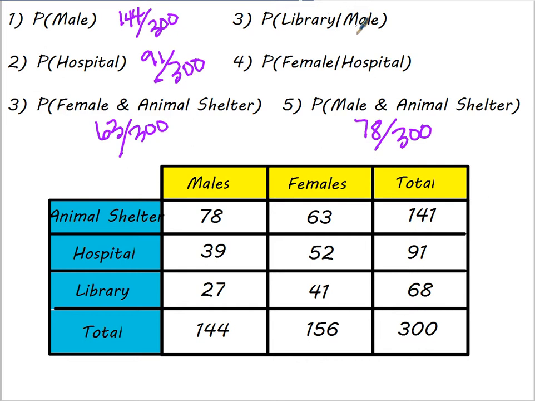3 and 4, those are our conditional probabilities. So remember, the second part determines our denominator. So how many males are there? There's 144. And how many of them work at the library? 27. On this last one, how many people work at the hospital? 91. And how many of them are female? That would be 52 out of 91 people.